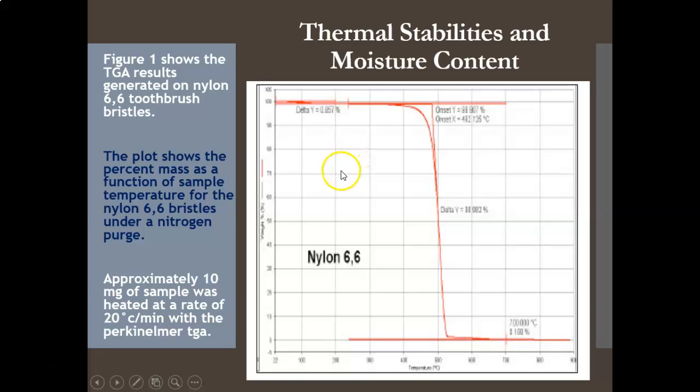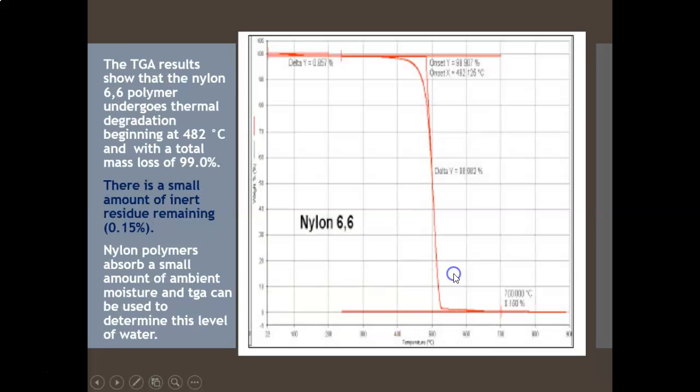Okay, now the graph shows the TGA result generated on nylon 66 toothbrush bristle. The plot shows the percent mass as a function of sample temperature for the nylon 66 bristle under nitrogen gas. Approximately 10 milligrams of sample was heated at a rate of 20 degrees C per minute with the Perkin-Elmer TGA model.